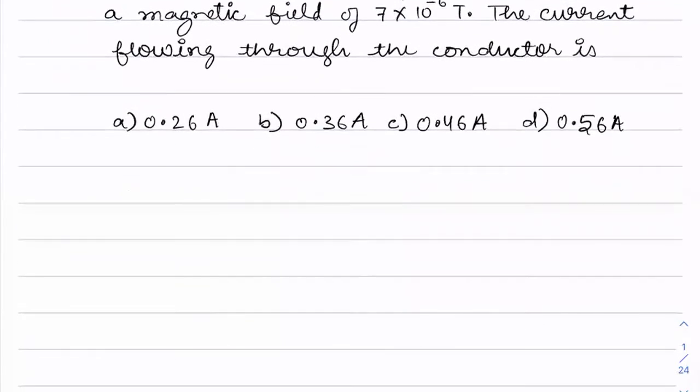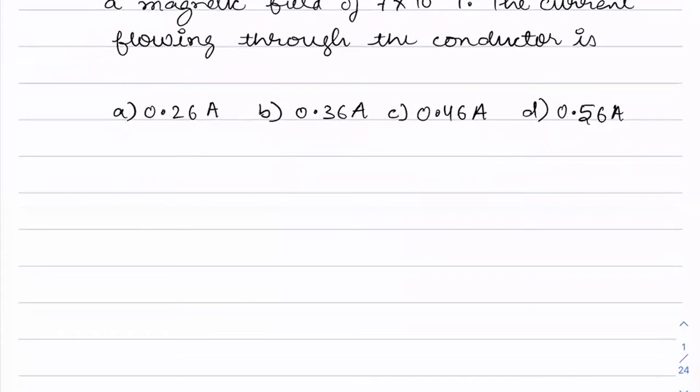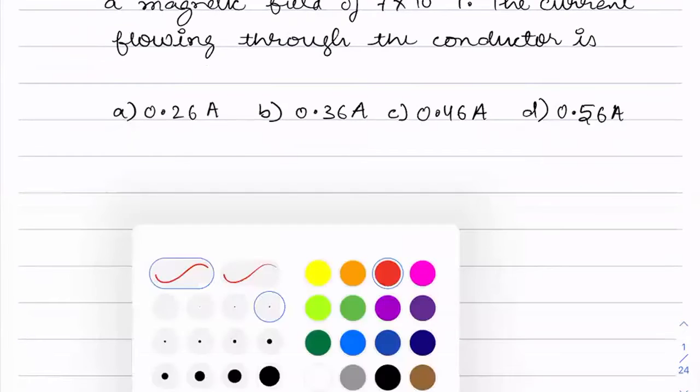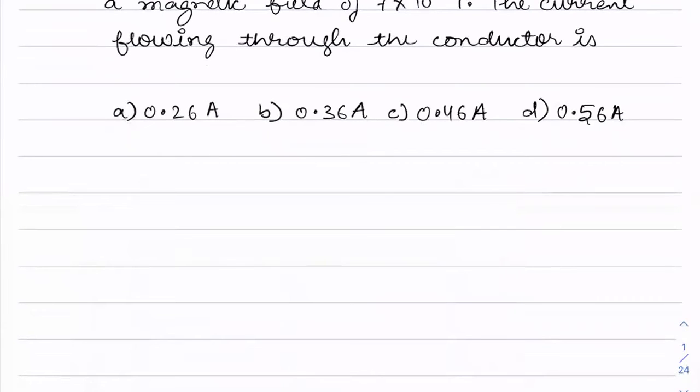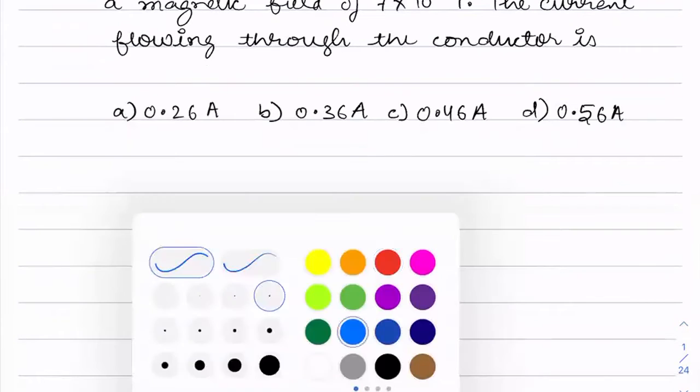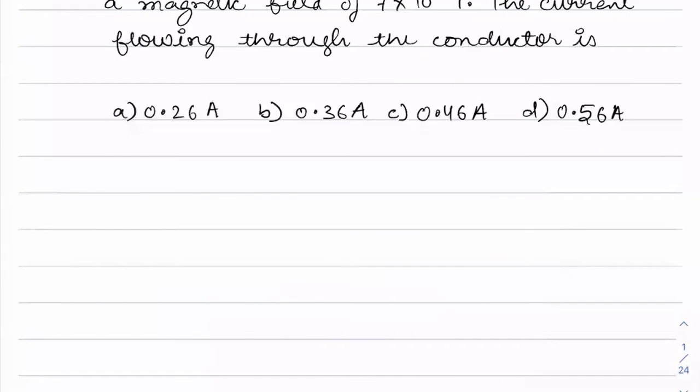So just see here, the question says that there is a circular conductor of radius 5 centimeter and a magnetic field of 7.7 into 10 to power minus 6 is created. The current flowing through the conductor is? Now we know the magnetic field value due to a circular current carrying conductor. So how will you solve this question? This is just a direct formula based question.